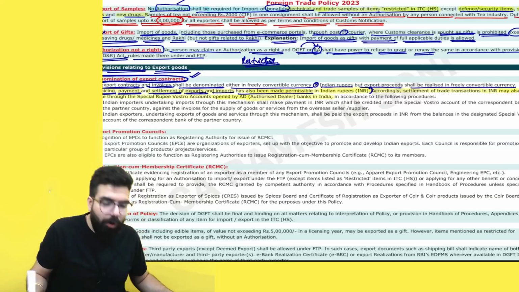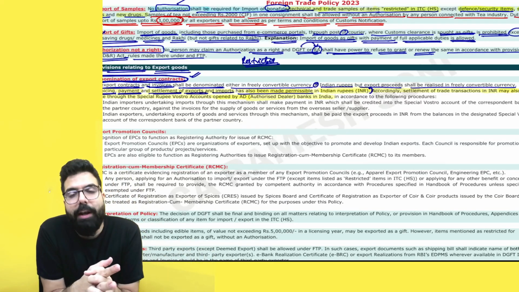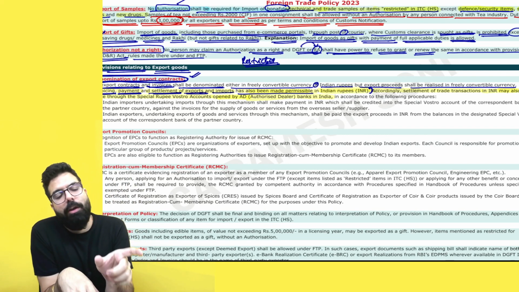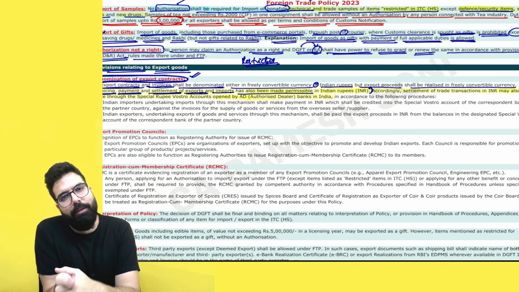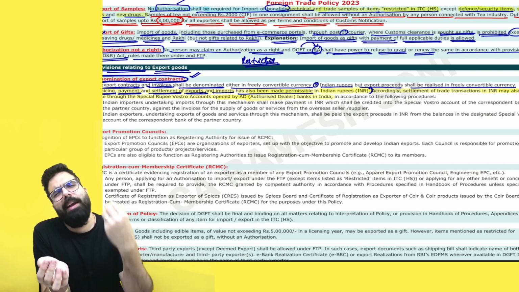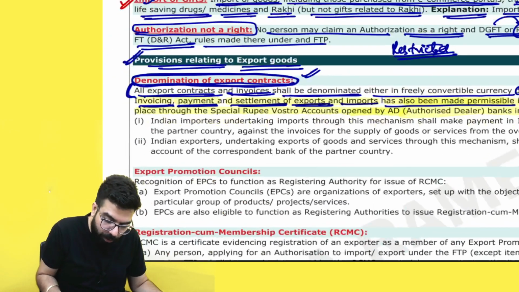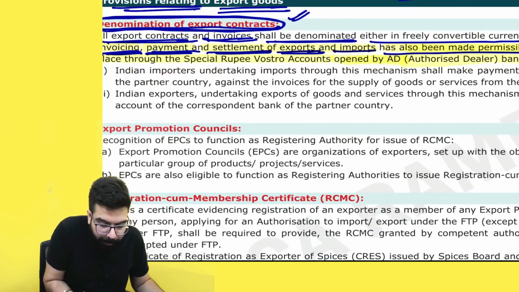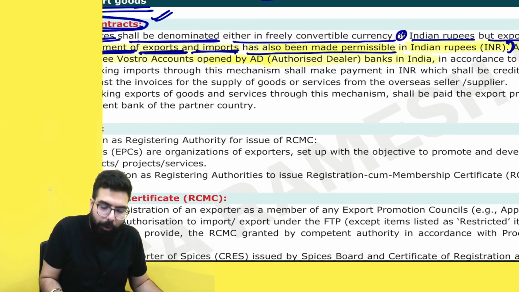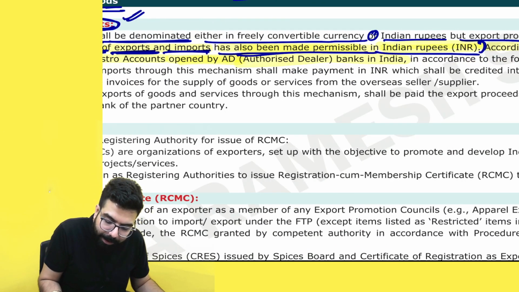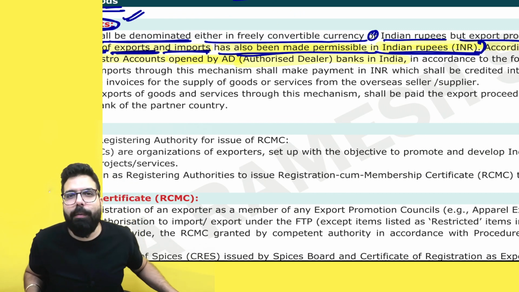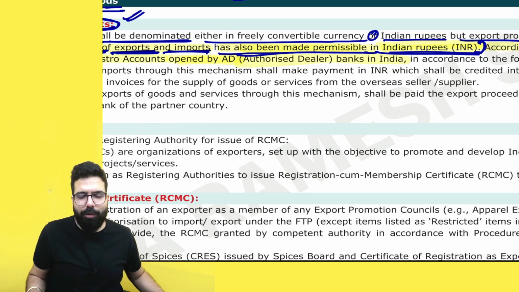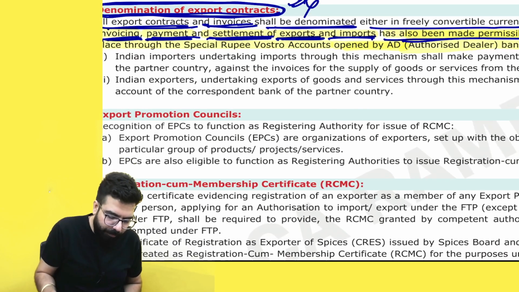Till here you can remember, that's all. Earlier, if you wanted to export, you had to make your contract only in foreign currency. Now they are telling that invoicing, payment and settlement, everything can be done in Indian rupees also. That is why you will see, Russia says India is purchasing oil in Indian rupees. All those things are being told over here. Not very important from the exam point of view.